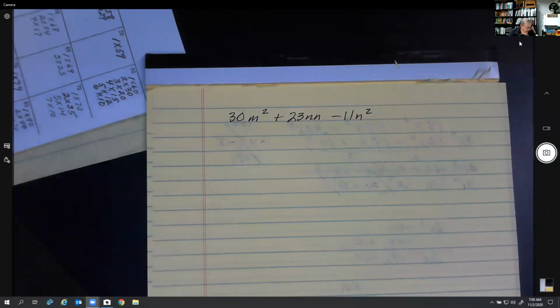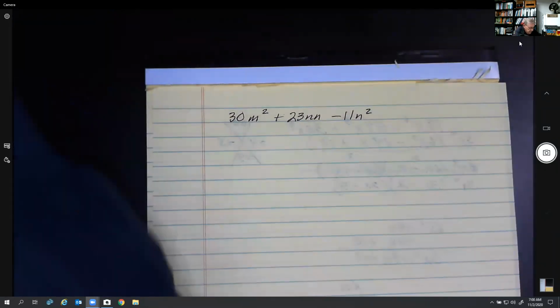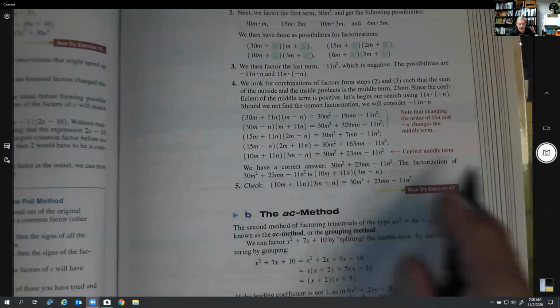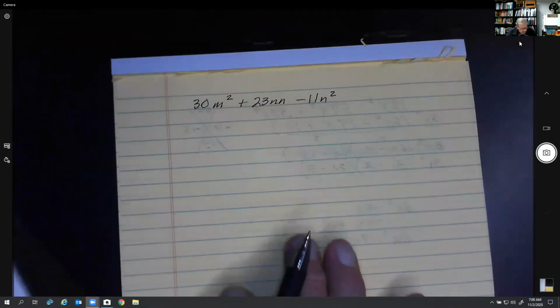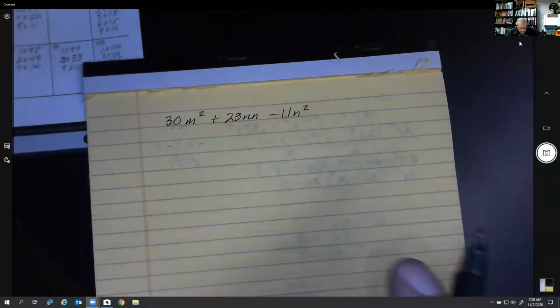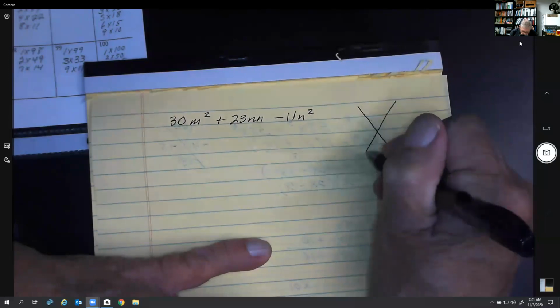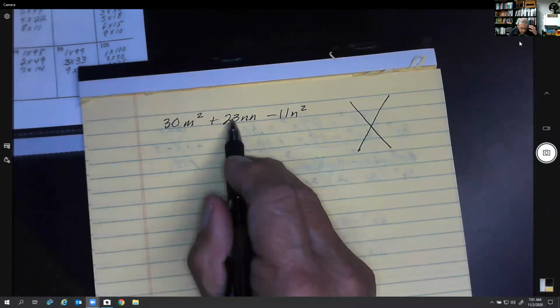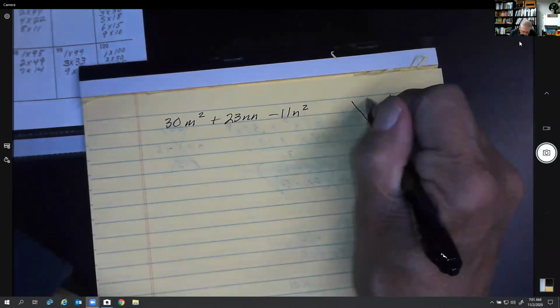So this one, if you look in the book, they tried quite a few different combinations on it. They tried to come up with a winning combination, so it does factor. We're going to try it by the other method, by this X method. Now, the disadvantage to the X method on this problem, first of all, is there a common factor? No, 3 won't go into 23. 23 is prime, so that's not going to help us.